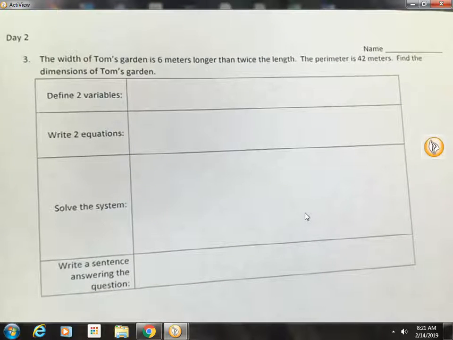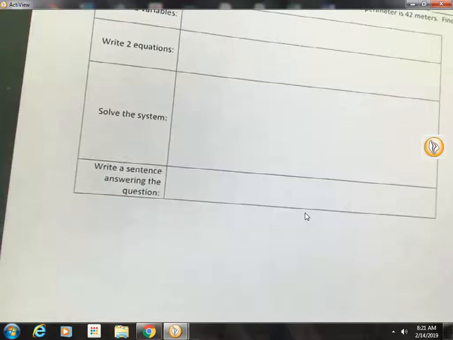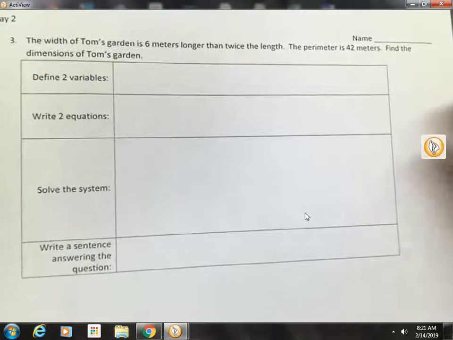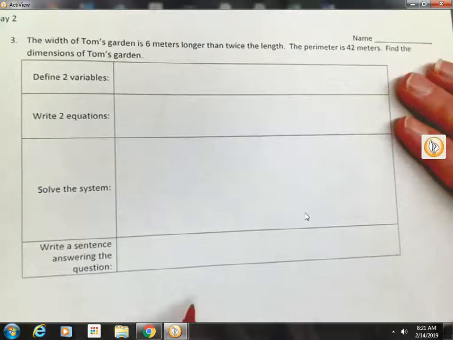I could definitely see them asking you something like number 3 on your DOC. It says the width of Tom's garden is 6 meters longer than twice the length. The perimeter is 42 meters. Find the dimensions of Tom's garden. If you were given a problem like this and it's talking about a figure and visualizing this figure, what would you do first? Would you draw a picture? I hope you would. If they're talking about a rectangle and they're telling you some dimensions, draw yourself a picture. I'm just going to go down here below and draw a rectangle.